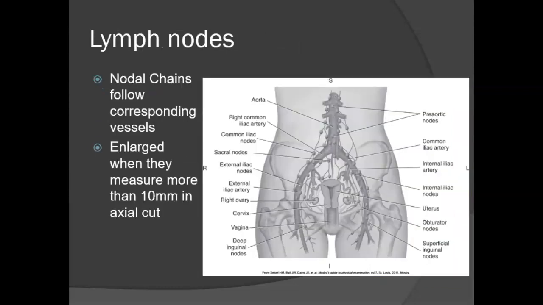Last little note here is there is a lymph node chain that follows the corresponding blood vessels throughout our body. Lymph nodes are going to be very, very common to be seen in the pelvic and inguinal region. This will be a common thing that you're going to find when you're doing a vascular study by ultrasound. And we don't consider lymph nodes enlarged unless they're measuring more than 10 millimeters in an axial cut. So that's in a transverse slice. So longitudinally, they can even be bigger than that. It's very, very common to see enlarged lymph nodes.